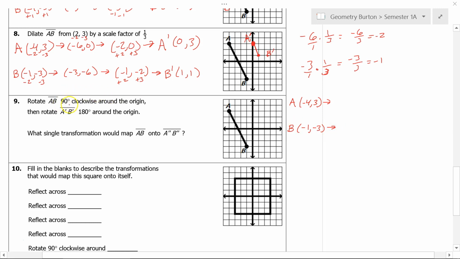Alright, so first we're supposed to do 90 degrees clockwise around the origin. So 90 degrees clockwise, that's the one where we do y opposite of x. So A prime, I'm just going to do y opposite of x. So that'll be 3, +4. And then B prime, y opposite of x, so that'll be -3, and then +1, opposite of x. So +1.